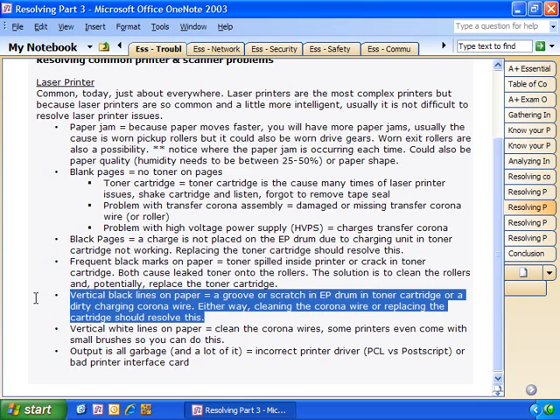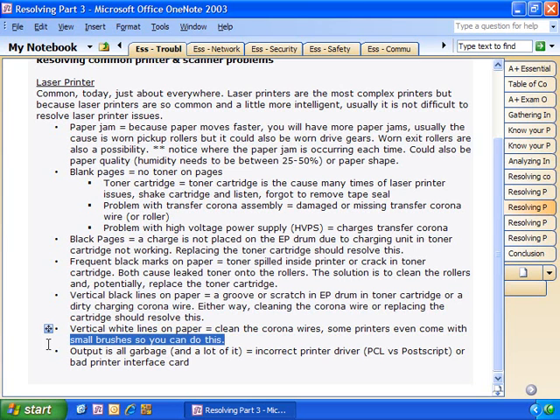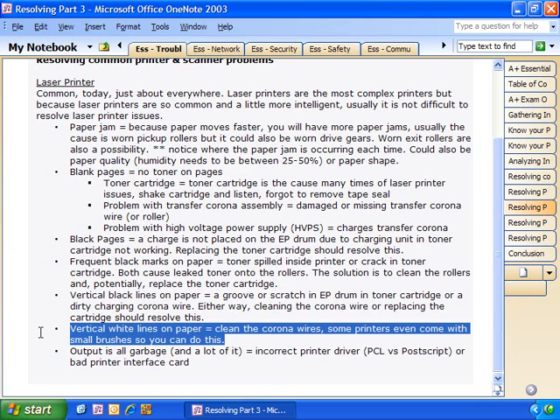The next problem is vertical black lines on the paper. This can be caused by a groove or scratch in the drum, in the toner cartridge, or a dirty charging corona wire. Either way, cleaning the corona wire or replacing the toner cartridge should resolve it. Another problem is a vertical white line on the paper. In this case, you should clean the corona wires, and some printers even come with small brushes that you can use to clean the corona wires.